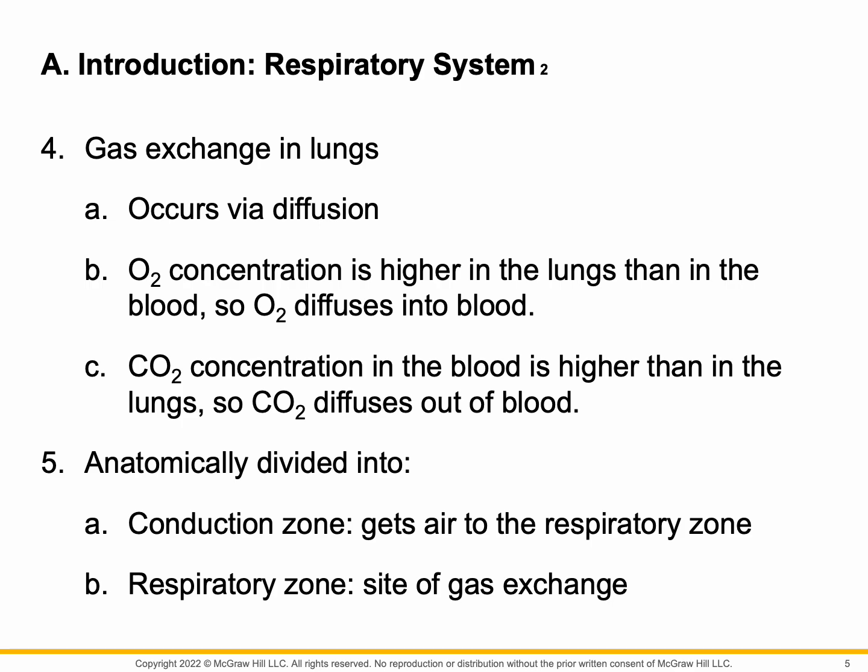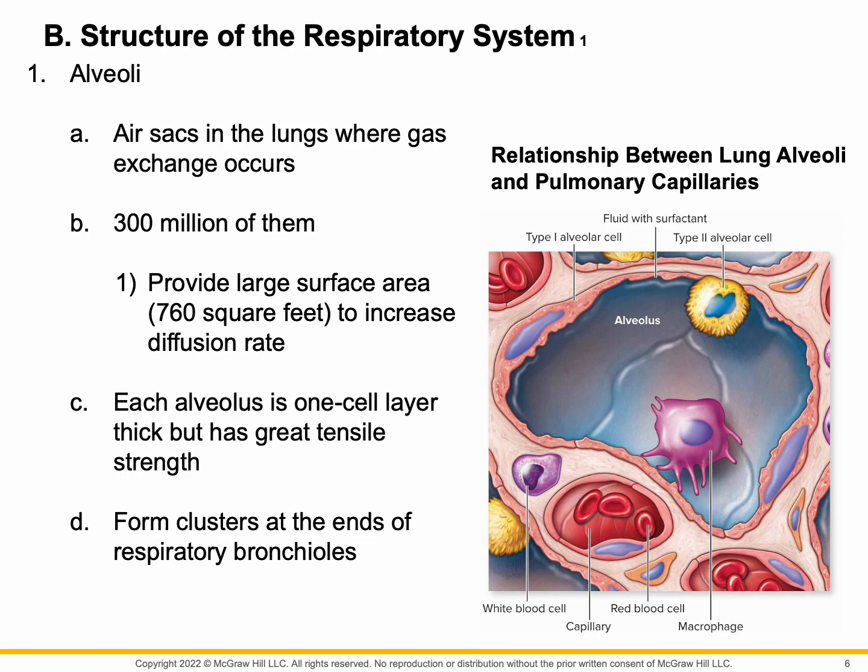Anatomically, this is divided into conduction zone versus respiratory zone, whereby the conduction zone gets air to the respiratory zone, so it's moving air to the respiratory zone, and the respiratory zone is the site where the gas exchange occurs. Now the alveolus, singular, alveoli is plural. These are air sacs in the lung where gas exchange occurs.